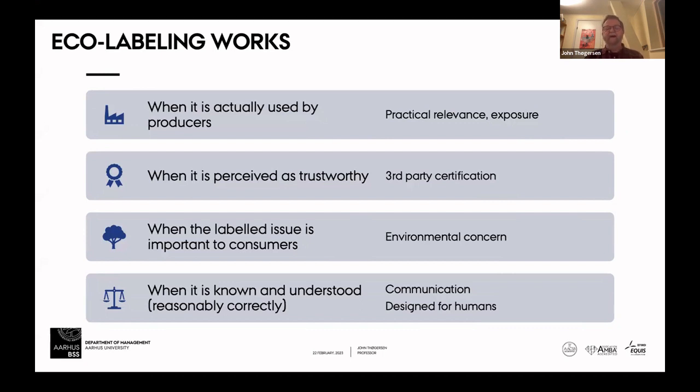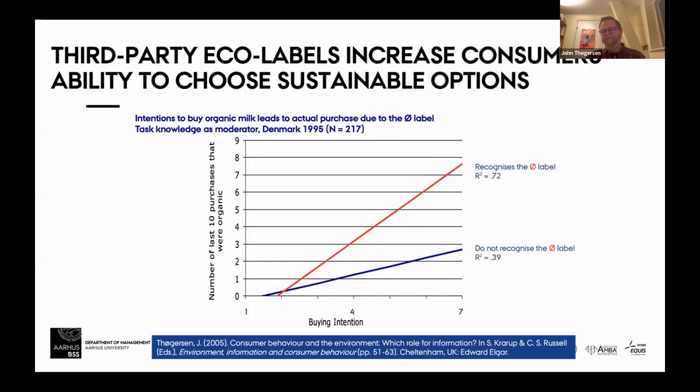And unfortunately, that is not always the case. Let me first illustrate this issue of knowing and understanding with a very successful labeling in Denmark, which is the Danish organic label. The Danish organic label was introduced in the market in 1990, and now it's known by everybody.